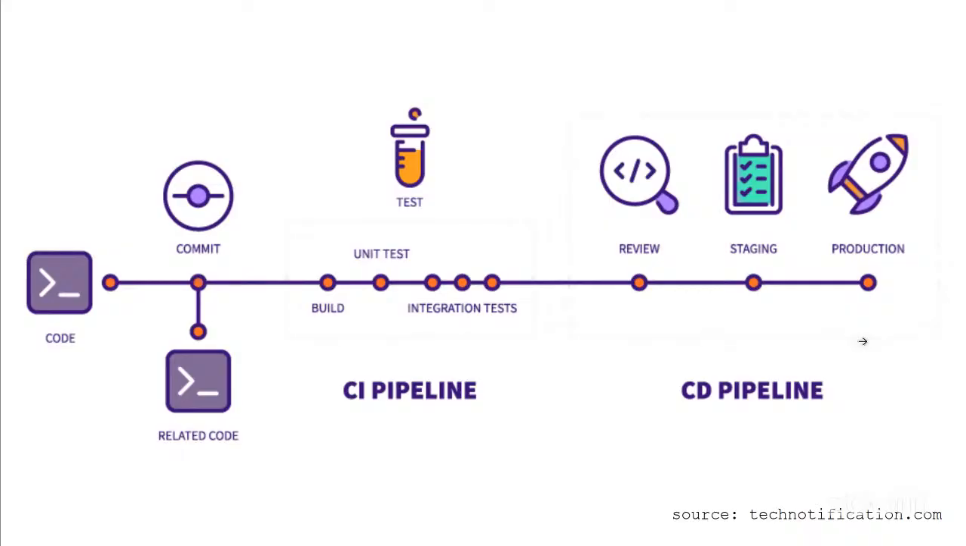So first, here's the whole process basically. We push our code, we commit some changes, then it immediately gets built and we run tests on this code. There are a couple of the most common tests. First is the unit test, which is just a test on a piece of code to see if it works. Then we run integration tests, testing all the pieces of code together.